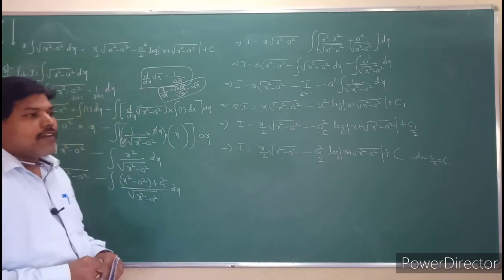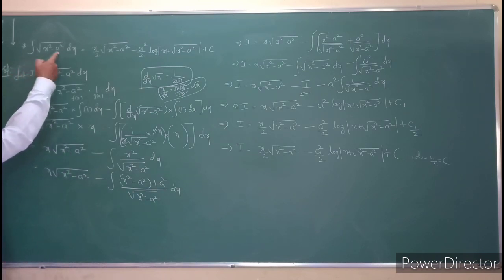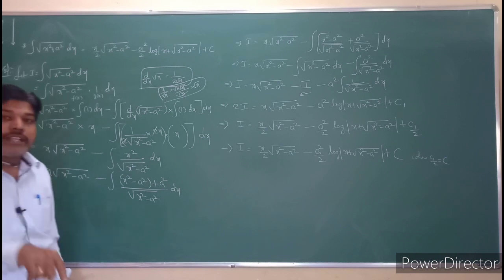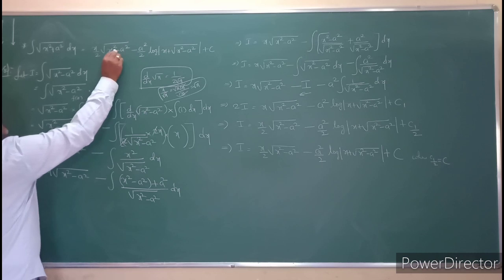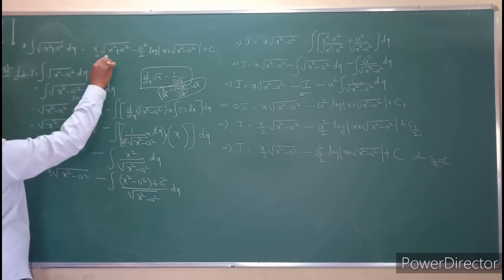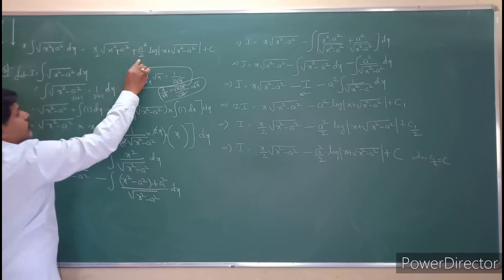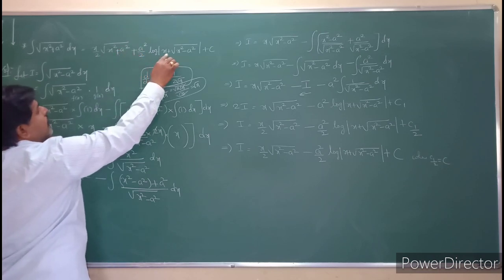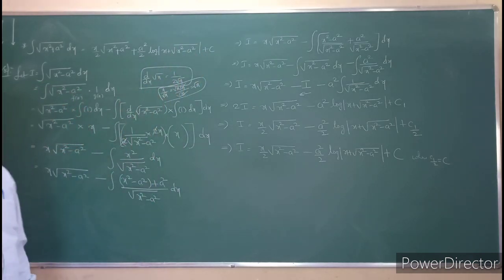Similarly, I will take one more condition. What is that one? Integral root of x square plus a square into dx. So what happens? The formula just changes: x by 2 into root of x square plus a square plus a square by 2 into log mod x plus root of x square plus a square plus c. So see that students how to solve this question.